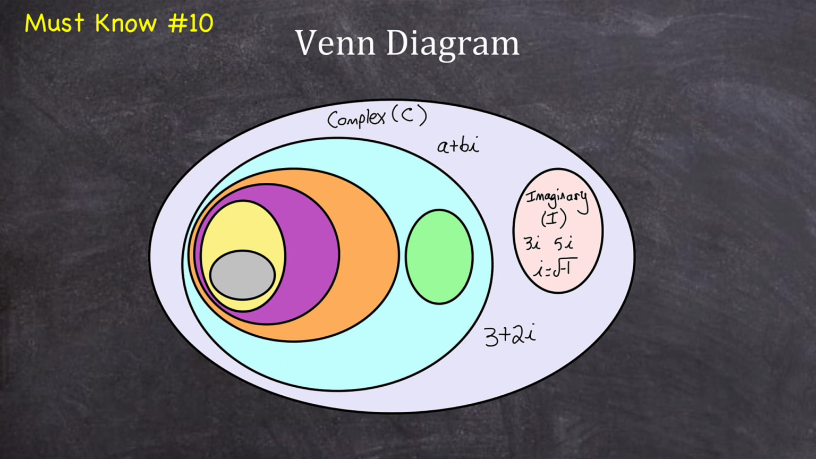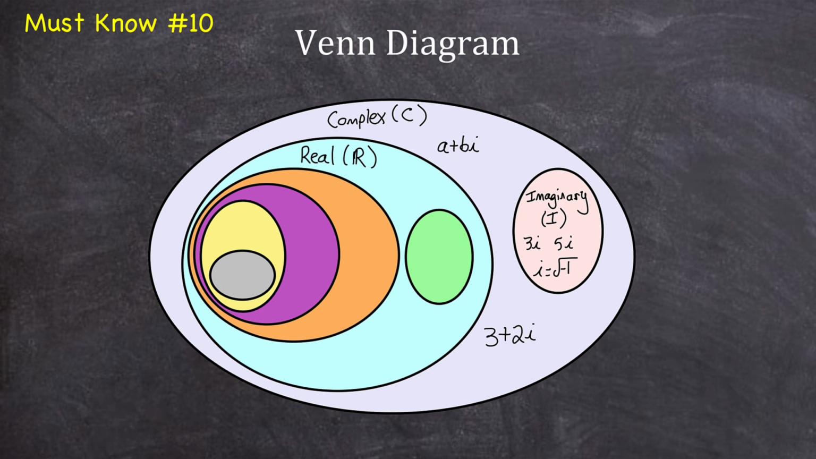Now, the next set of numbers that we looked at was also within the set of complex numbers, but it was disjoint from the set of imaginary numbers. It was the set of real numbers. The capital letter R is used for the set of real numbers, and they don't have an imaginary component. So within the complex number set, if the value of b is 0, that would mean there is no imaginary component to the number, and it's just a real number.